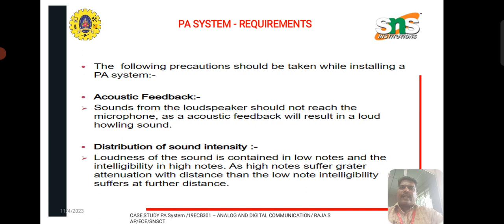So what are the basic requirements of a PA system? One is proper acoustic feedback. If you see a cinema theater, it is all covered with wood. If you see any college auditorium or function hall, all are covered with wood. Because of this, the sound will not be reflected and echo will not be produced. And then the distribution of sound intensity: how the loudness of the sound is contained from low notes to high notes. So these are the two requirements: acoustic feedback and the distribution of sound intensity.